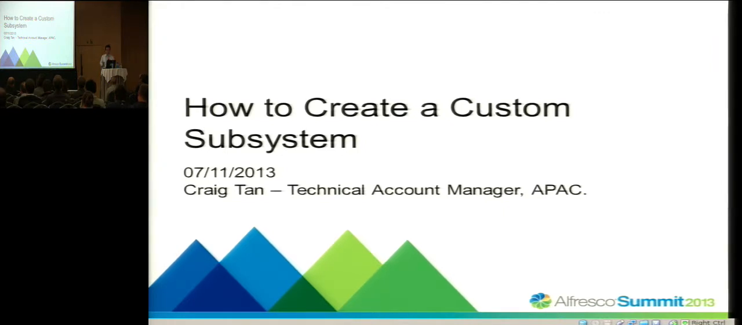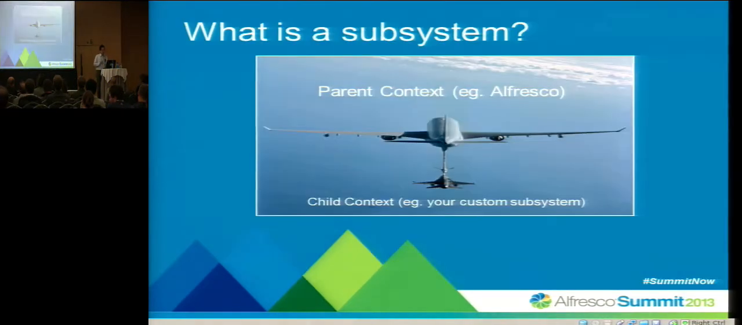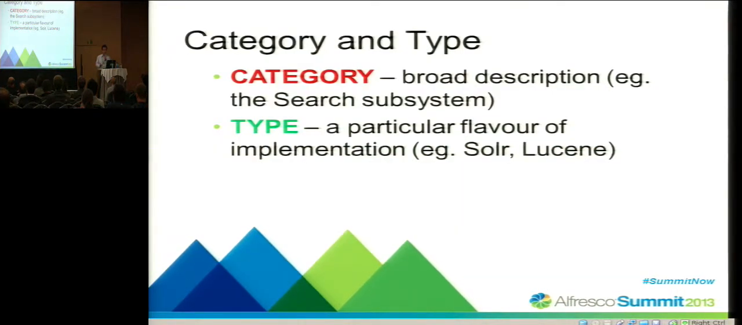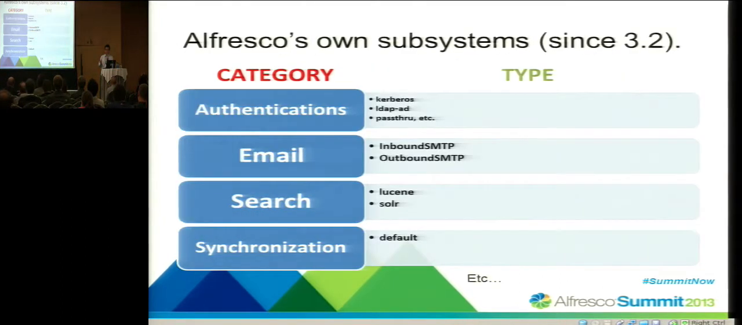So what is a subsystem? A subsystem is a configurable module that's responsible for a subpart of Alfresco's functionality. It is a Spring-based concept, so it does not require coding to create a subsystem. Each subsystem has a category and a type. A category name is a broad description of your subsystem. For example, the search subsystem in Alfresco. A type is a particular flavor of implementation for that category. For example, Lucene and Solr.